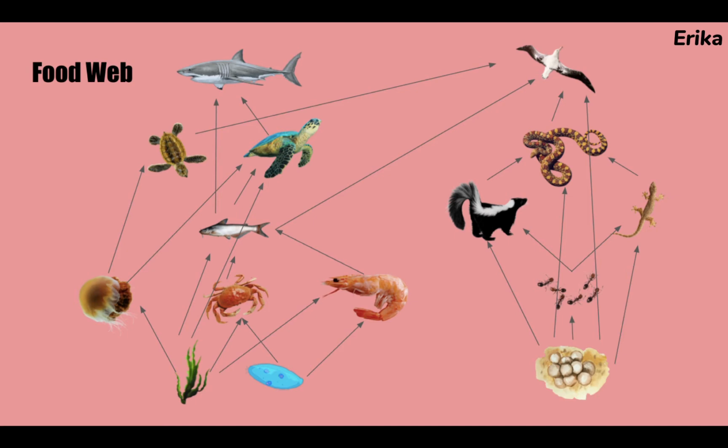Jellyfishes give their energy to adult turtles and young turtles, and the energy of shrimps transfers to fish. Adult turtles' energy and other fishes' energy transfers to sharks. Turtle eggs will be eaten by ants, lizards, snakes, skunks, and seabirds. Ants will be eaten by skunks and lizards, and skunks and lizards' energy would transfer to snakes. Snakes, fish, and young turtles will be eaten by seabirds.